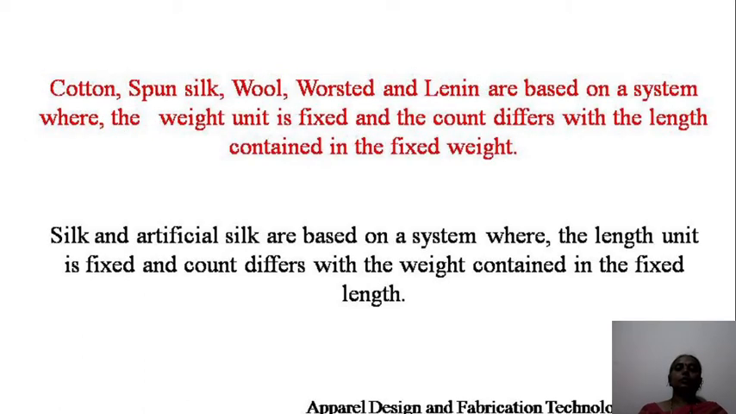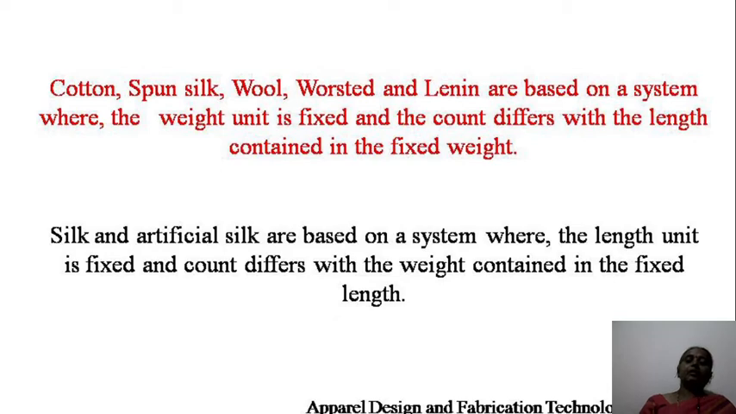Cotton, spun silk, wool, worsted and linen are based on a system where the weight unit is fixed and the count differs with the length contained in the fixed weight. That is, the weight unit is fixed and the length of the yarn differs. That is the count. Whereas silk and artificial silk are based on a system where the length unit is fixed and the count differs with the weight contained in the fixed length.